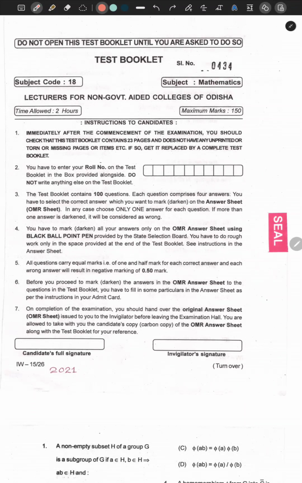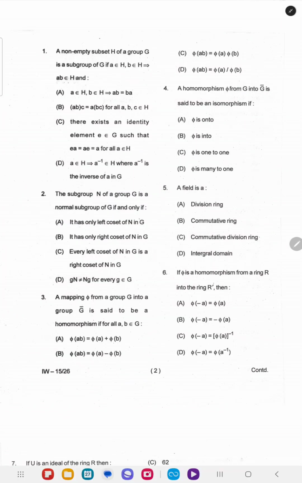Hello everyone, today we solve the mathematics question paper for the lecturer for non-government aided college of Odisha. Let us go to the first question. The first question is from the abstract algebra topic. It is from the group theory.